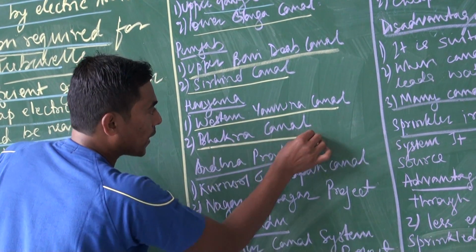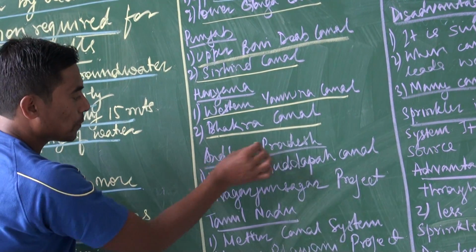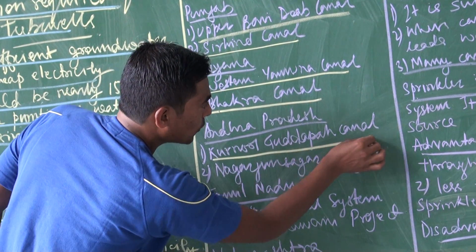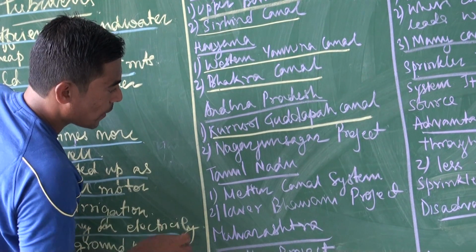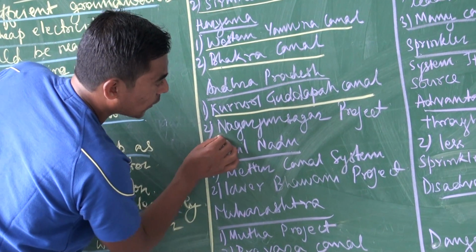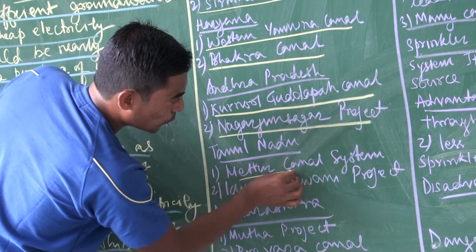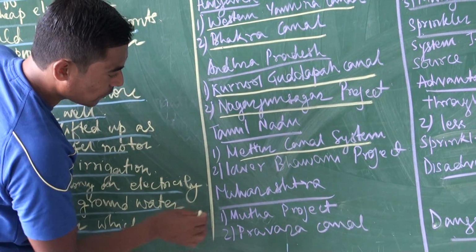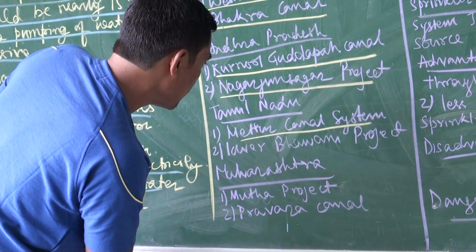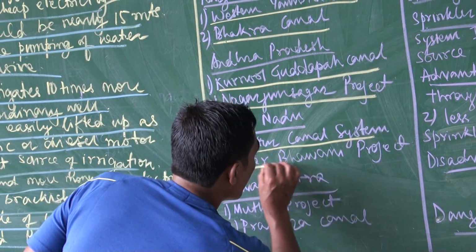Second one, Bhakra Canal. Andhra Pradesh, Kurnool Cuddapah Canal. And second one, Nagarjuna Sagar Project. Tamil Nadu, Mettur Canal System. And second one is Lower Bhavani Project.